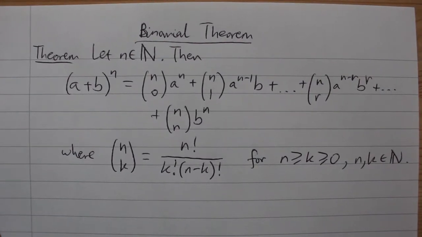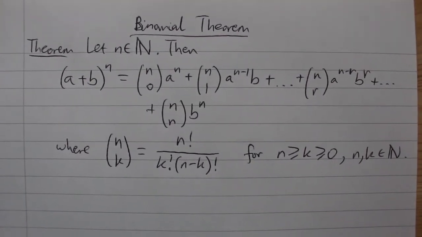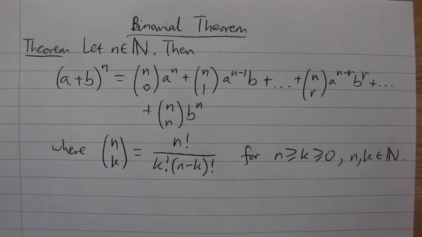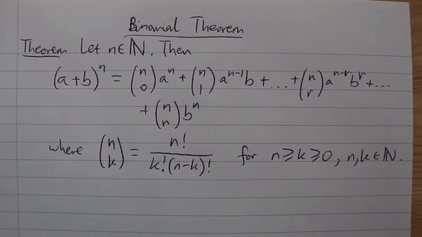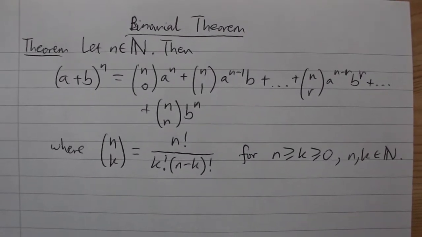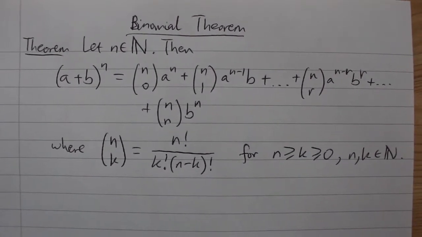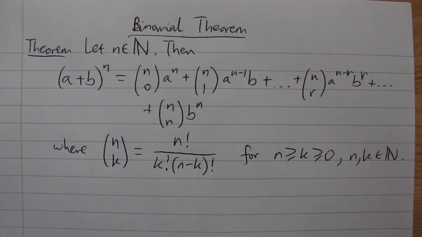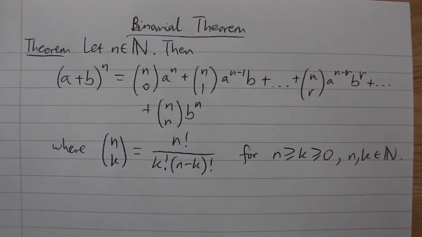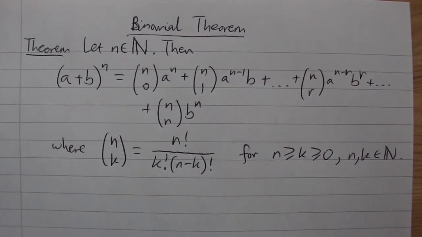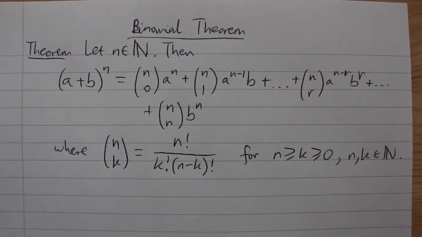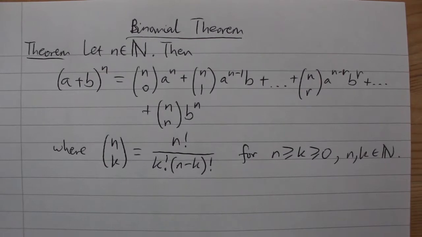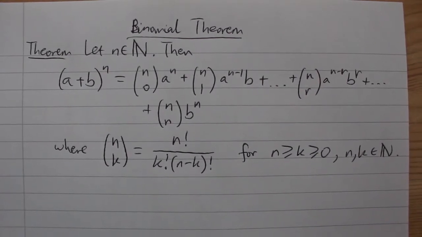Let's start by recalling the Year 1 version of the binomial theorem. If n is a natural number and we have a plus b in brackets to the power n, we can expand that as n choose 0 times a to the n plus n choose 1 times a to the n minus 1 b, all the way up to n choose n b to the power n, where of course n choose k is given by the familiar formula n factorial over k factorial times n minus k factorial.